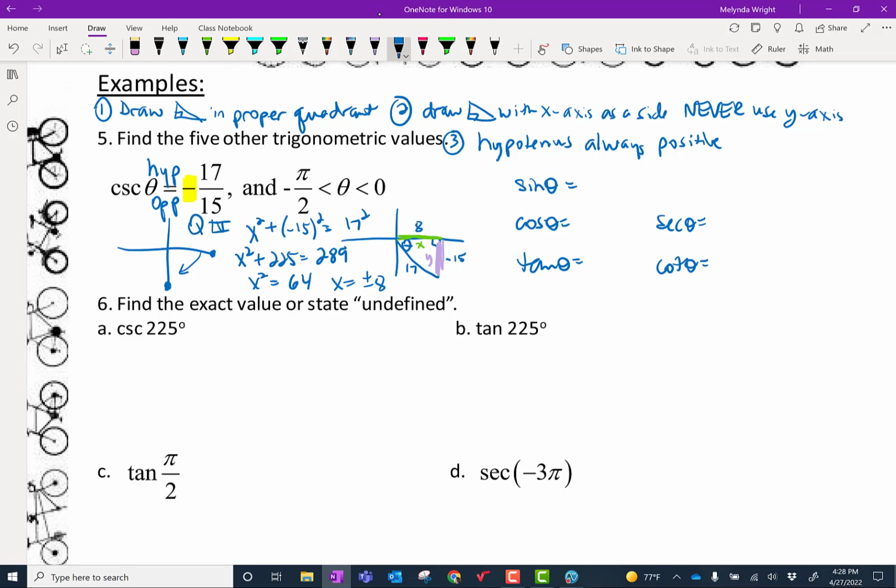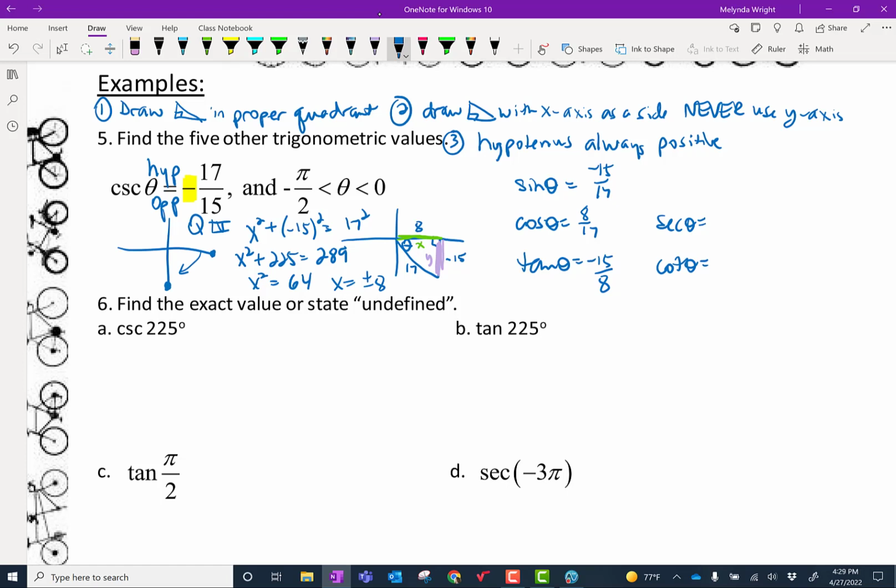Sine is opposite over hypotenuse. So SOH, right? Opposite over hypotenuse. So sine is negative 15 over 17. Cosine is adjacent over hypotenuse. So 8 over 17. Tangent is opposite over adjacent. So opposite is negative 15 and adjacent is 8. See, how are we doing? We're doing okay. We're just using the ratios.